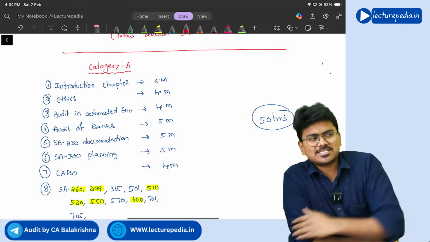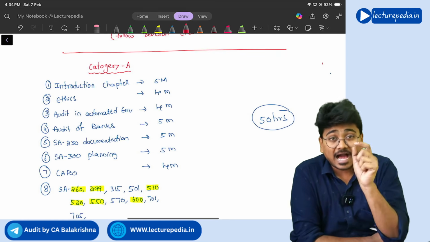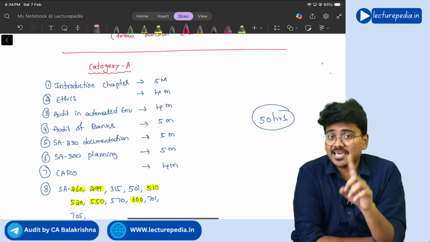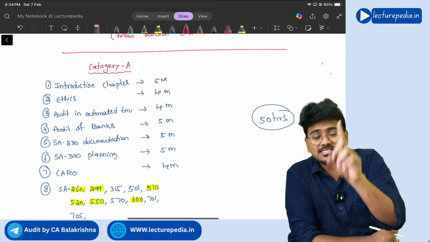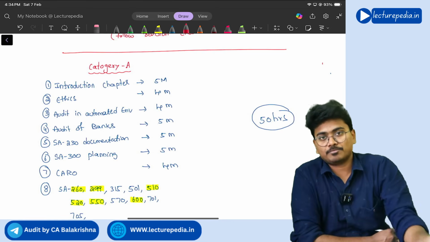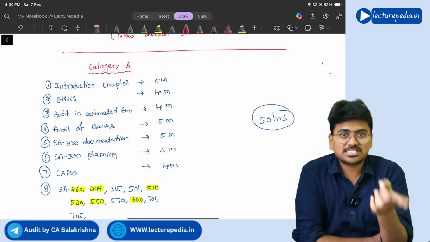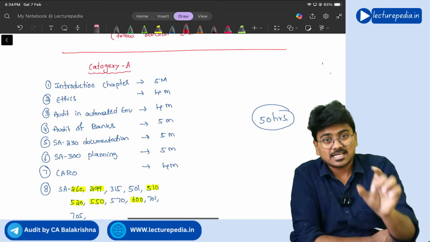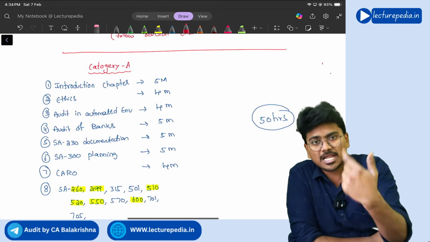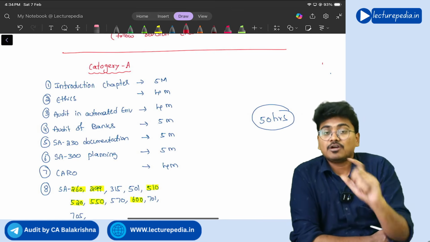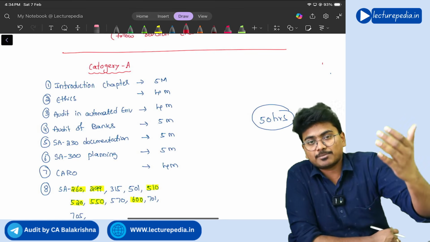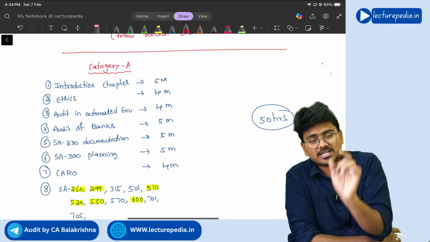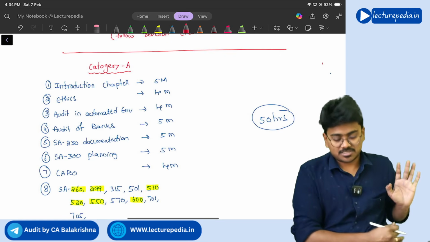So basically, what I have done is all the chapters of CA Intermediate, I have bifurcated them into A, B, C categories. This A, B, C categorization does not mean you have to leave the C category chapters. No. C category chapters are as important as A category chapters. The reason for this bifurcation is just to help you people allocate time. For A category chapters, you have to allocate more time. For B category chapters, less time. For C category chapters, even less time. Just for that purpose, I have categorized these chapters.